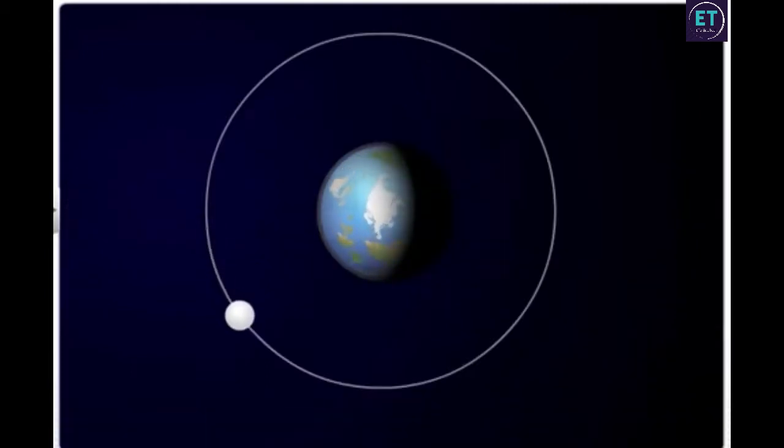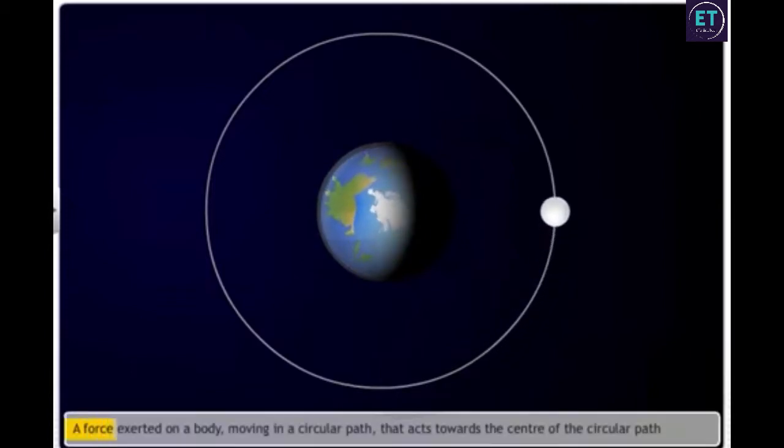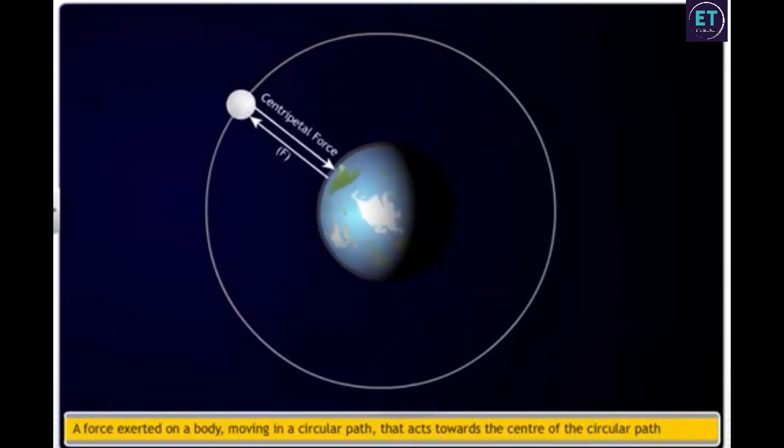The revolution of the Moon around the Earth is also a result of gravitational force, which acts towards the center of the Earth. Such a force exerted on a body moving in a circular path that acts towards the center of the circular path is known as centripetal force.